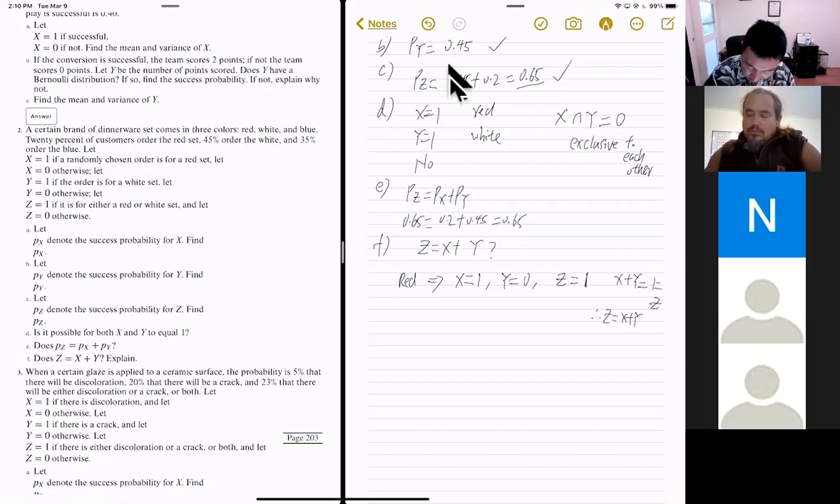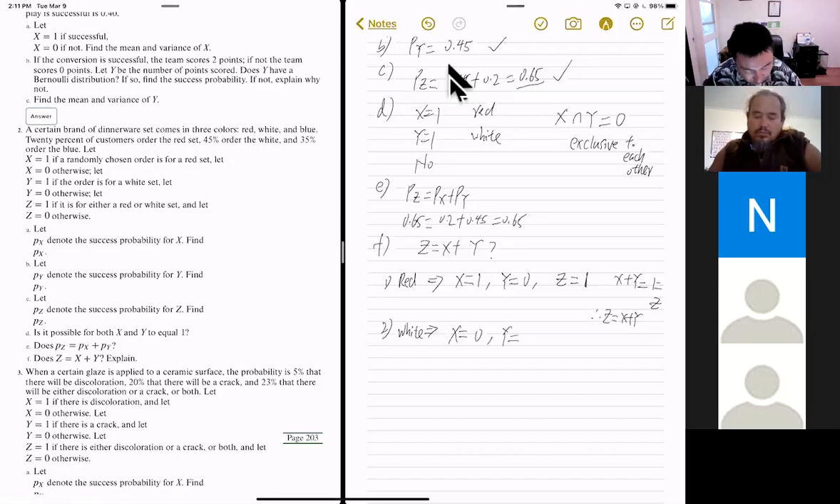Okay, so that's one of the 3 scenarios. Then similarly, we check the next color. When the color is white, then X will equal 0, because X equals 1 when the color is red. So X equals 0.